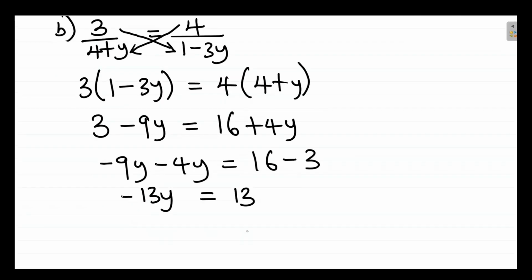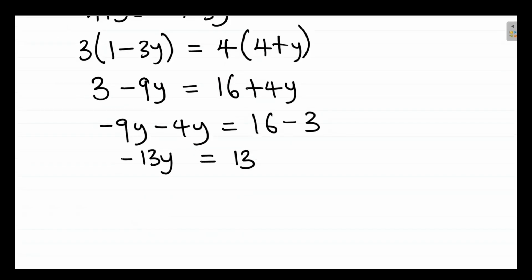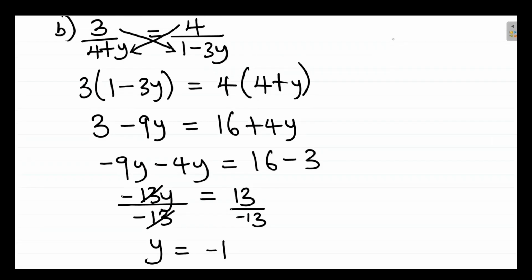So to obtain the value of y, we divide both sides by the coefficient of y, which is negative 13. So negative 13 cancels out negative 13. So y is equal to negative 1. Now let us check if our solution is correct.